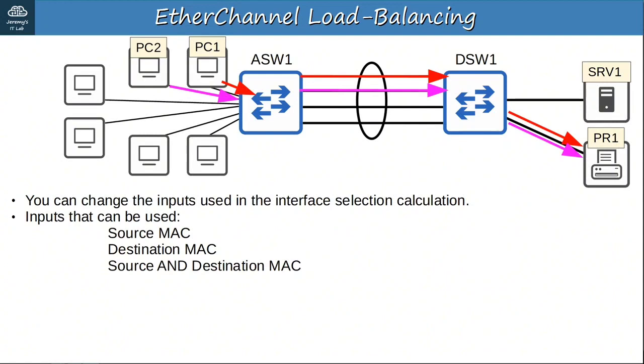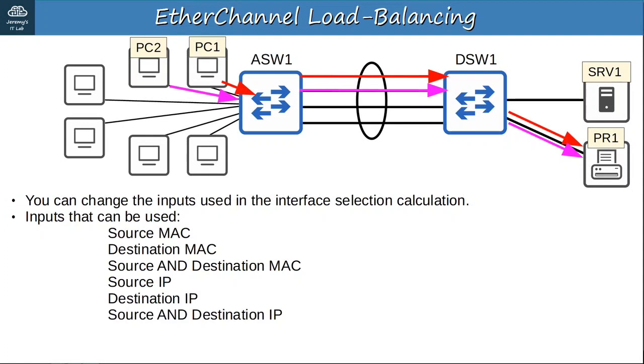You can also use both the source and destination MAC addresses. So for example, frames from PC1 to server 1 will always use a certain interface. Frames from PC2 to server 1 will always use a certain interface, which might be the same or different than the one used for traffic from PC1 to server 1. Frames from PC1 to printer 1 might use another different interface, etc. The calculation is done based on both the source and destination MAC addresses.